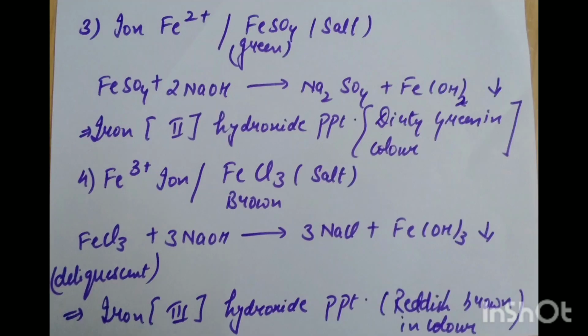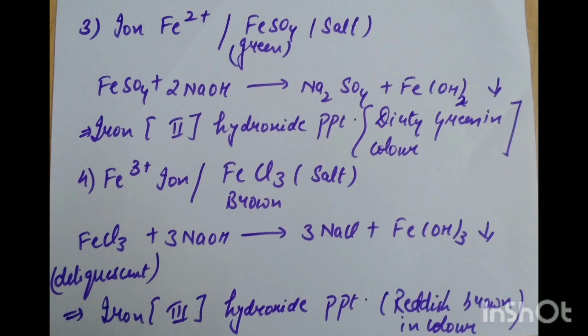Now the next reaction is for the Fe2+ ion from the salt FeSO4, which is green in color. When we deal FeSO4 with NaOH, we are going to obtain Na2SO4 and Fe(OH)2, that is iron hydroxide, and because of the presence of iron hydroxide precipitate, the color becomes dirty green.